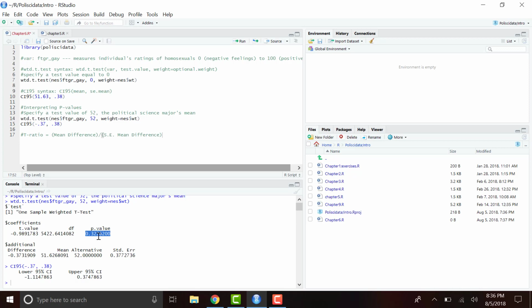You want to remember that if the p-value is less than or equal to 0.05, then you can infer that the test value is significantly different from the mean of the test variable. If the p-value is greater than 0.05, then you can infer that the test value is not significantly different from the mean of the test variable. So, in conclusion, the NES mean and the majors' mean are not significantly different.